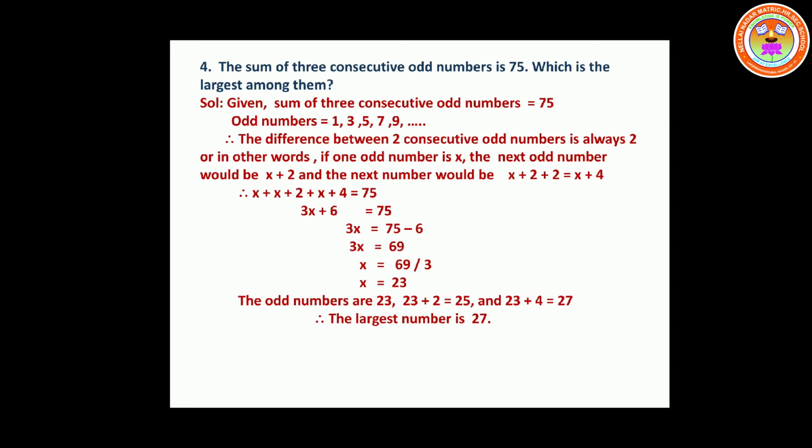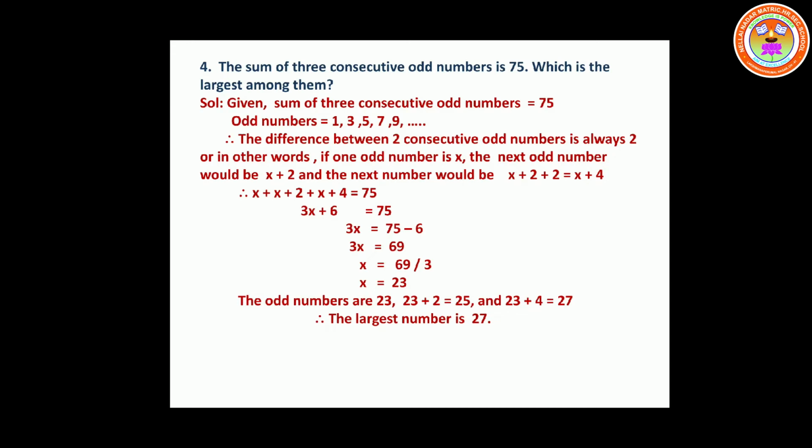And now moving on to the solution. The sum of 3 consecutive odd numbers is 75. I have found out the consecutive numbers, now I have got to add them. So x plus x plus 2 plus x plus 4 is equal to 75. Understood? Now there are 3 terms with x variables, so adding x plus x plus x, there are 3 x's. So 3x plus 2 plus 4, which is 6, is equal to 75.